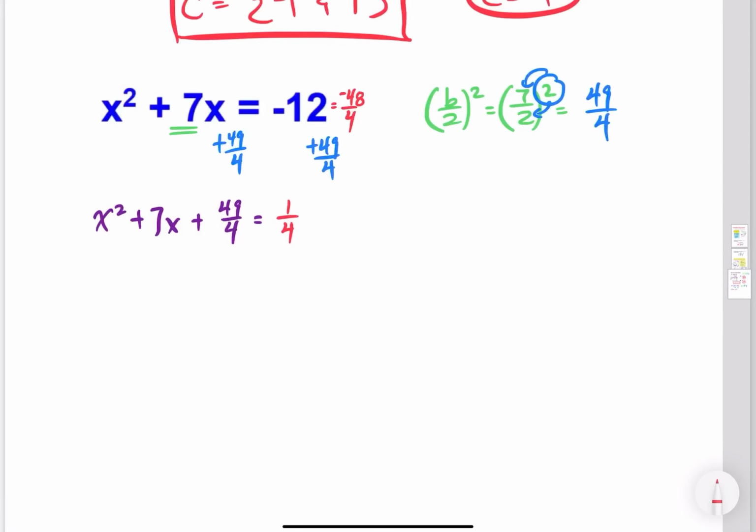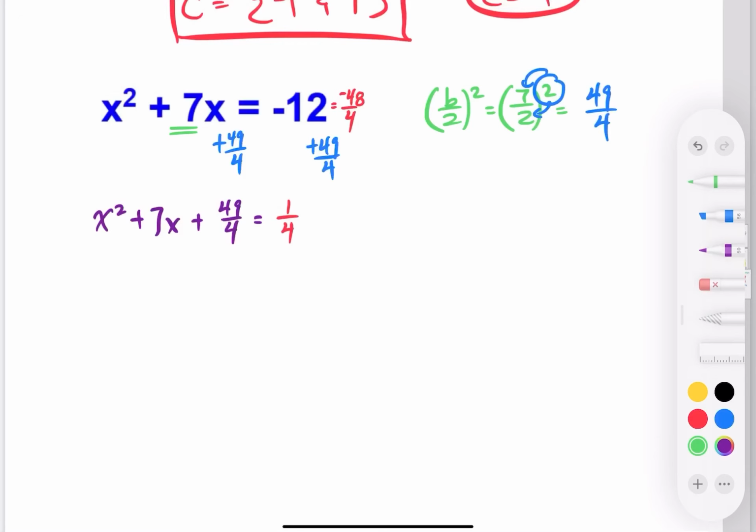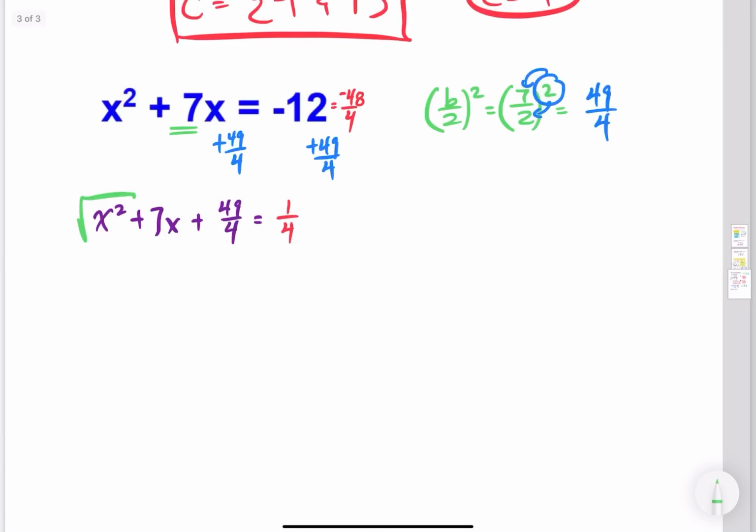All right, so this is not too bad. We can do the same thing that we did before. We know on the left we have a perfect square trinomial because we completed the square. So I'm going to square root the first one, which is x. Square root the last one, which means the square root of 49 is 7, and the square root of 4 is 2. And then I take the sign in the middle. We square it and bring down the equal sign and the 1/4.